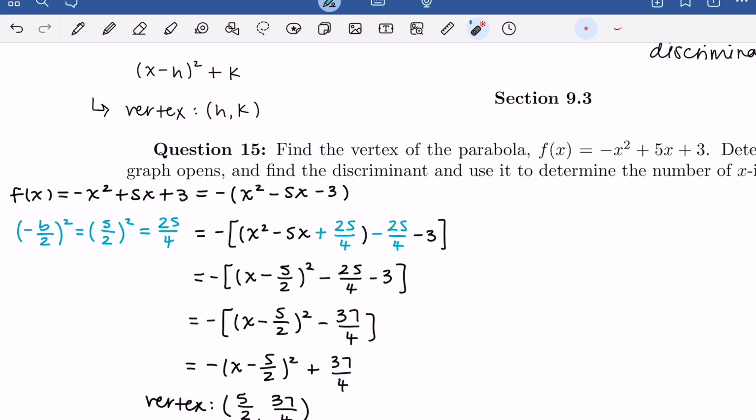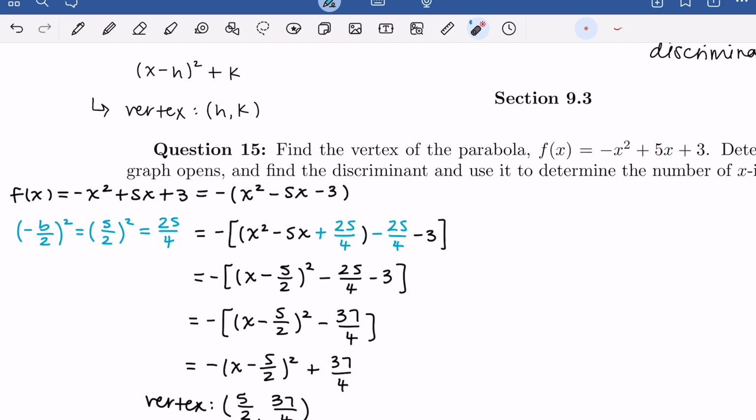The only way that h would be negative is if this is actually x plus h, because if this were a negative value here, by plugging it into this form, we would end up with a plus in this case. So just keep that in mind. So we found our vertex for our parabola.